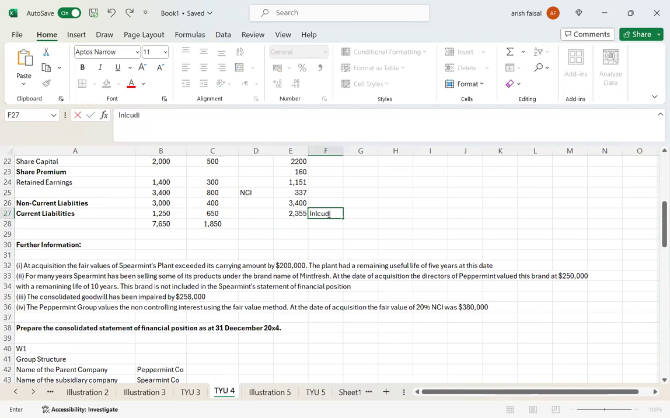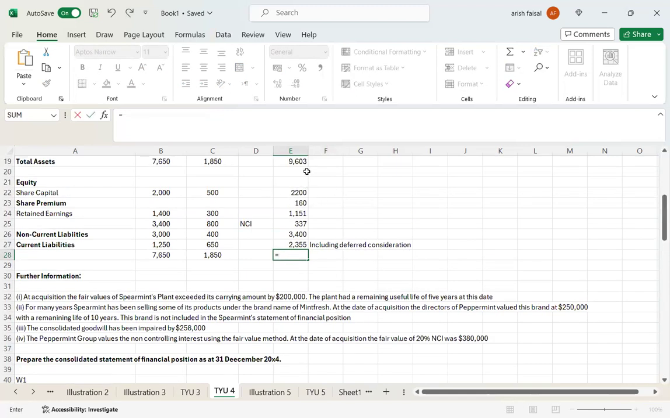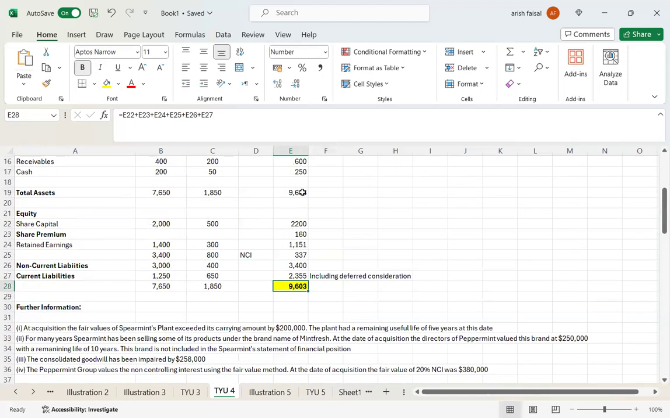You can write down over here a note including the deferred consideration. Okay. And now if you total them, you are supposed to get a total of 9603. So 2200 plus 160 plus 1151 plus 337 plus 3400, and then plus 2355. So this gives me a total of 9603. Hence my balance sheet is tied.